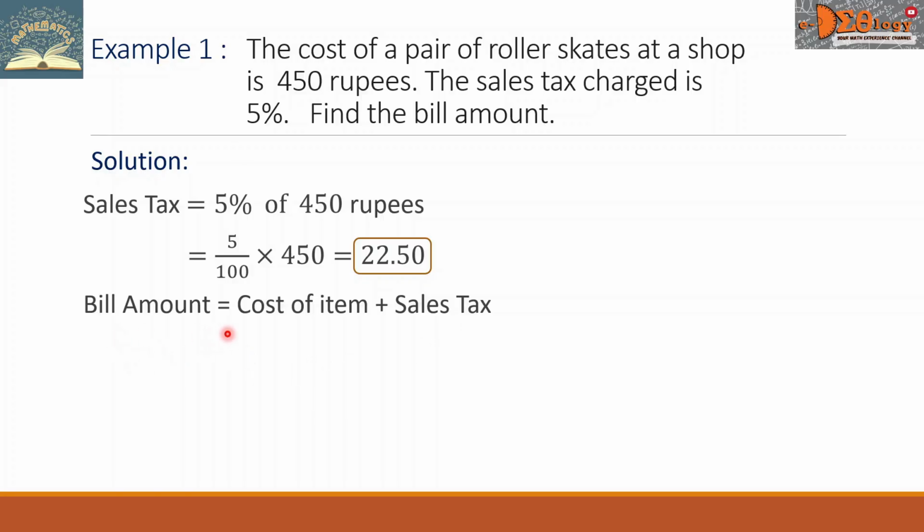So the bill amount equals cost of item plus sales tax. Let us substitute the values. Cost of item is 450 plus the sales tax of 22.50. And the total is 472.50 rupees.